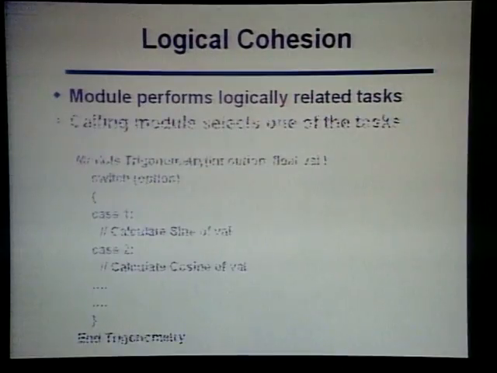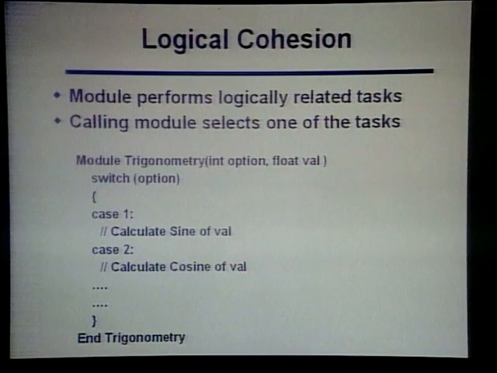So having coincidental cohesion in a module is not something we are looking for. We should be looking for a better level of cohesion in a module. The second type of cohesion is logical cohesion. We say a module has logical cohesion if it performs logically related tasks, and the calling program calls the module and selects one of the tasks from that module.